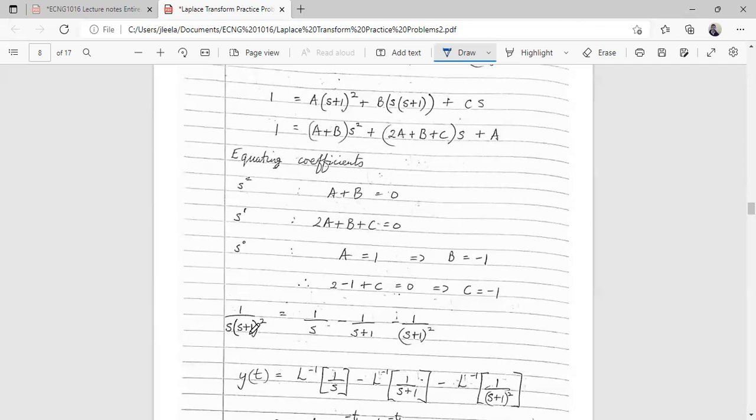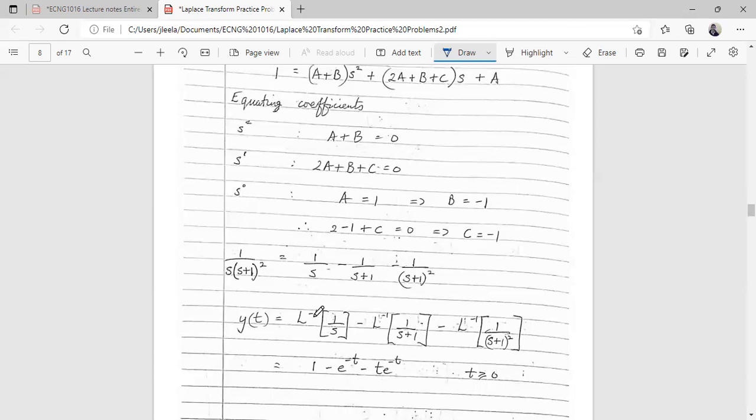So 1 over s times (s plus 1) squared is equal to 1 over s minus 1 over (s plus 1) minus 1 over (s plus 1) squared. So the Laplace inverse would be the Laplace inverse of 1 over s, minus the Laplace inverse of 1 over (s plus 1), minus the Laplace inverse of 1 over (s plus 1) squared.